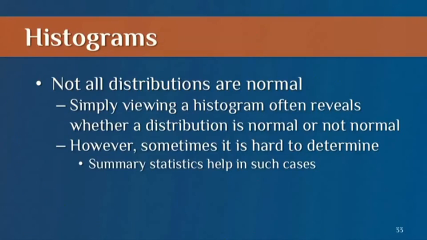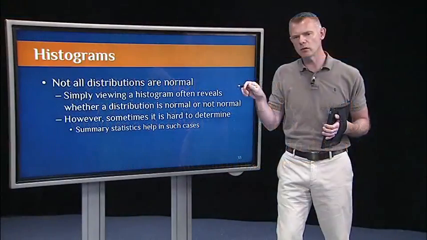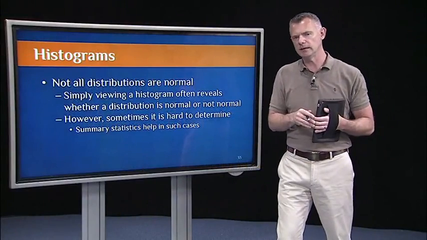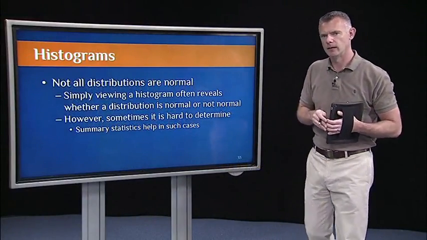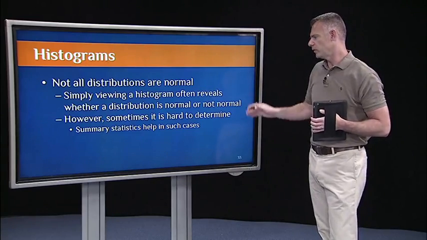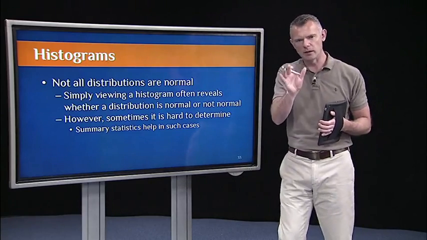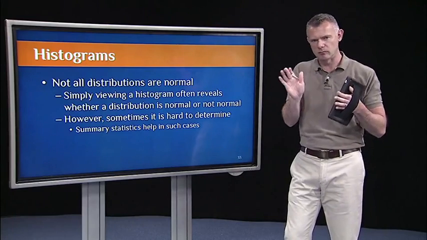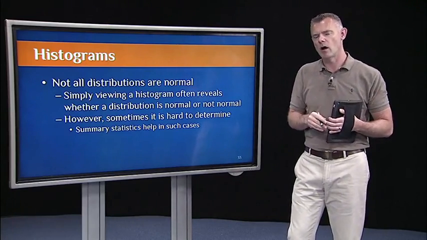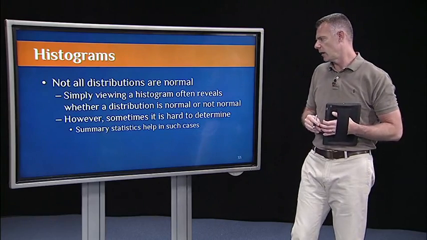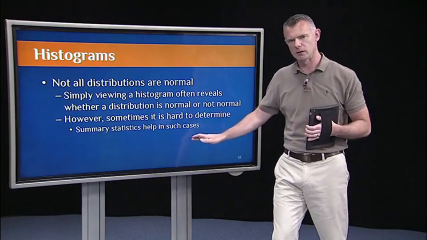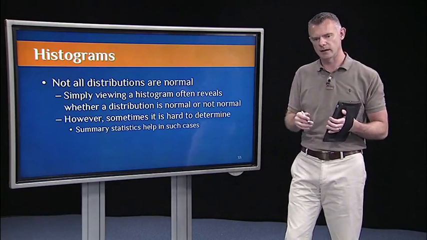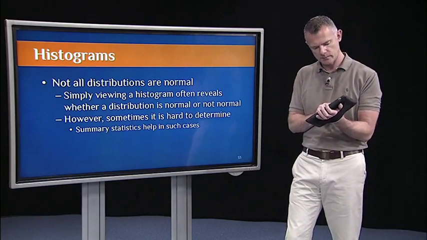So simply viewing a histogram often reveals whether it's not normal. You might have a positive skew, you might have a negative skew, you might have something that's bimodal, you might have something that looks completely out of whack, not normal at all. Sometimes it's hard to determine just by looking at the histogram, and it's a judgment call. There are no hard and fast rules about this. So in that case, summary statistics will help, and we'll talk more about that in the next lecture on summary statistics.